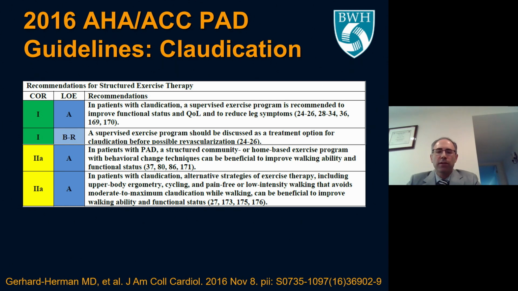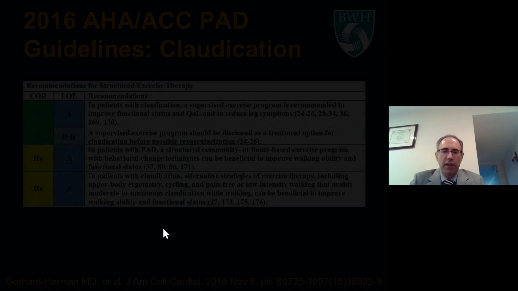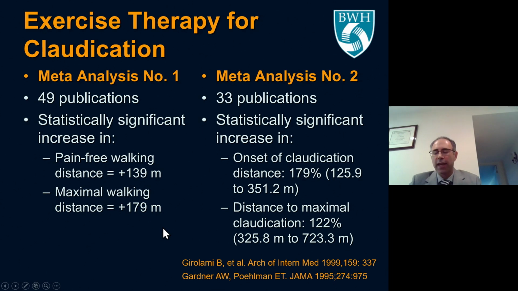Another option would be some sort of a home exercise program. If it's not structured, it's probably not as effective, but that is something that we can push for our patients. And I'll say anecdotally, I'll have my patients start on walking programs and I'll write out a prescription. And if they're consistent with it, they will see benefit for their symptoms.